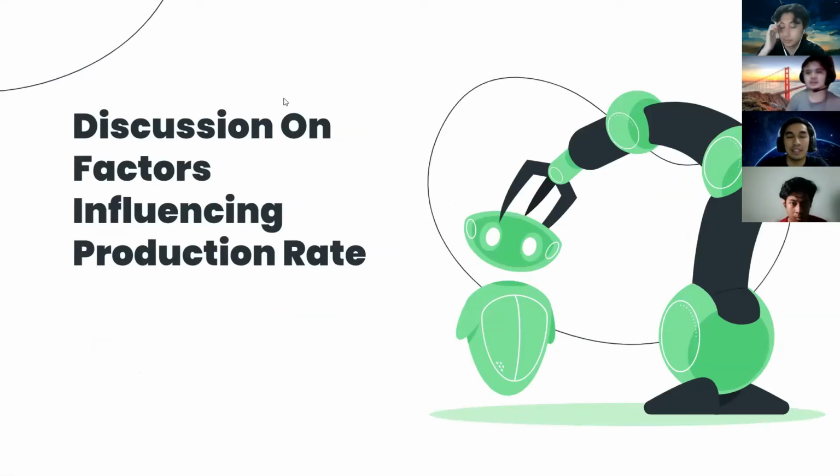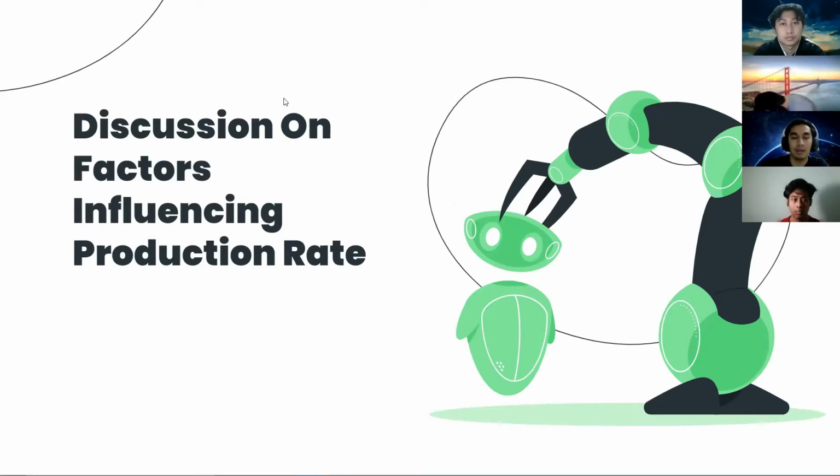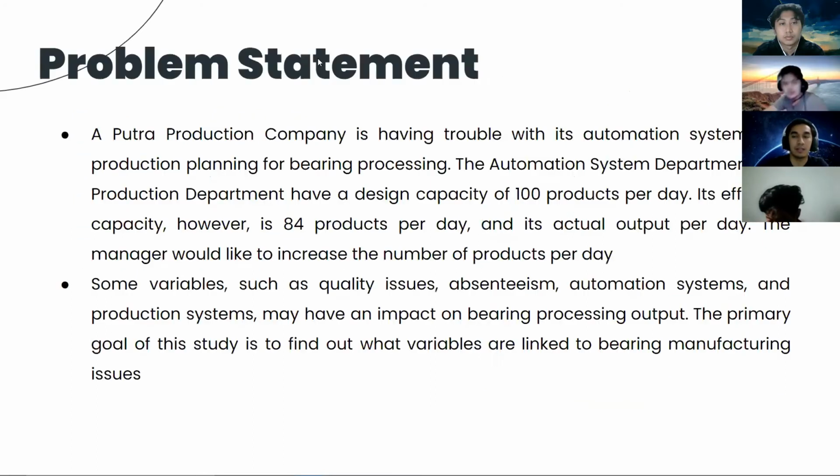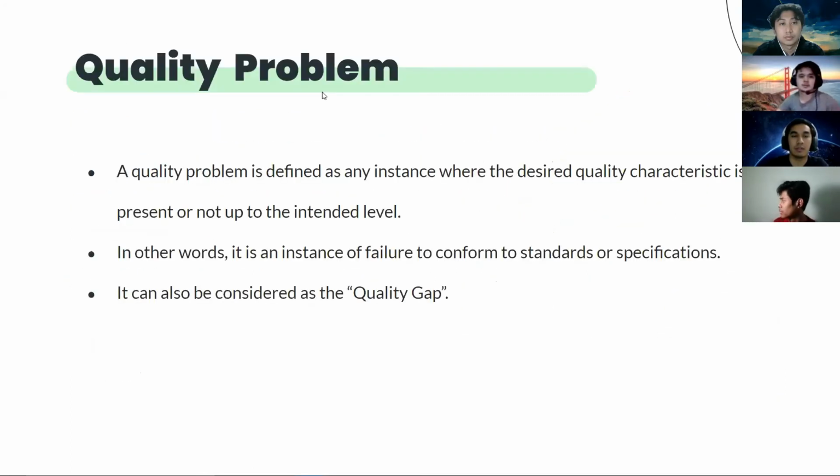So for the discussion on the factors that influence the production, we based it on the case study. The first factor is the quality problem. So what is the quality problem? A quality problem is defined as any instance where the desired quality characteristic is not present or not up to the intended level. That means it has not reached the benchmark. In other words, it is an instance of failure to conform to standard or specification. It can also be considered as the quality gap.